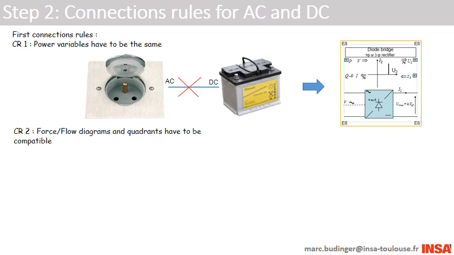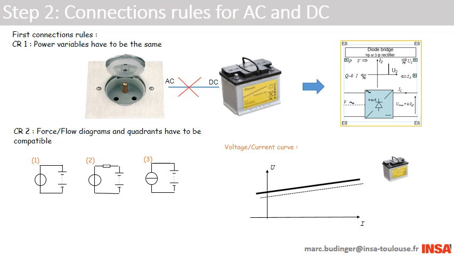Regarding force flow diagrams, we will analyze here the possible association of a battery with a perfect voltage source, a voltage source in series with a resistance, and a current source. Here we have the voltage current curve for the three cases, 1, 2, and 3.